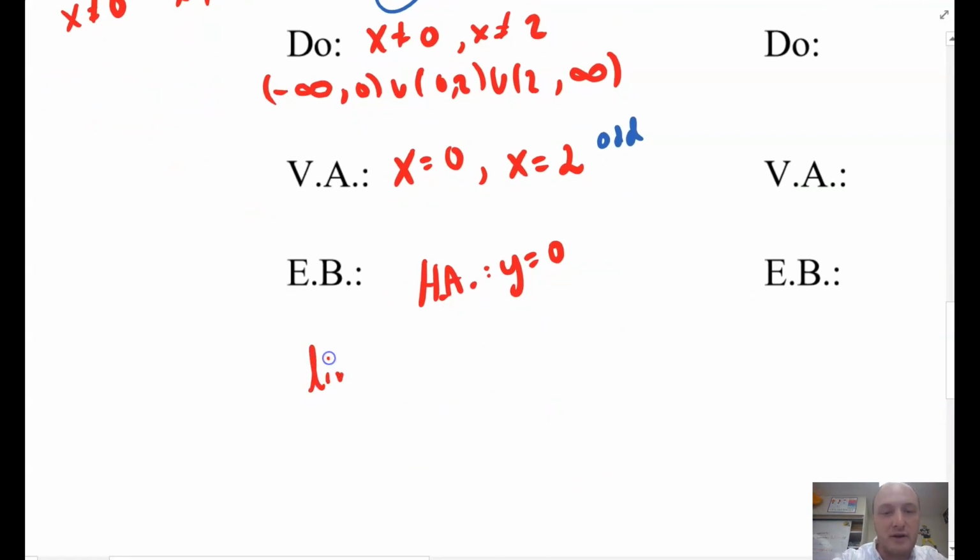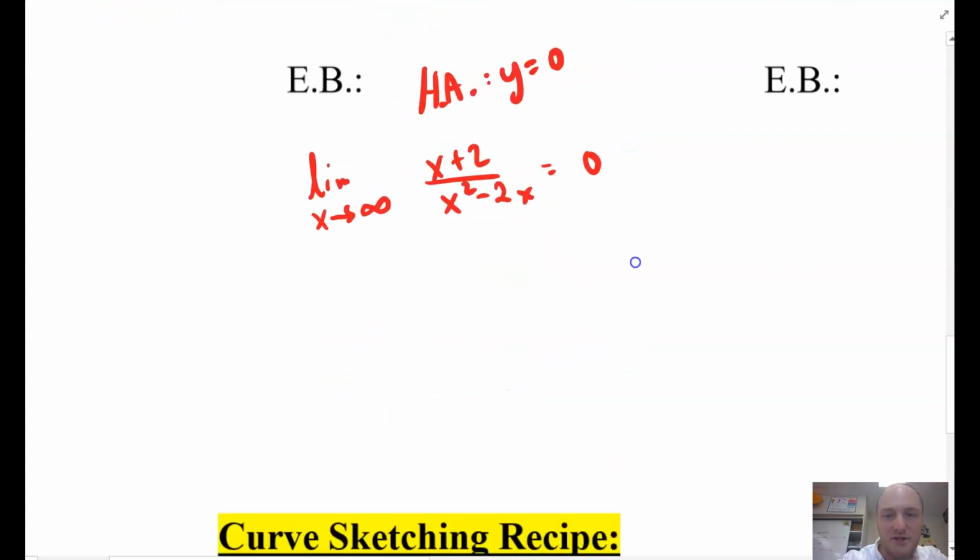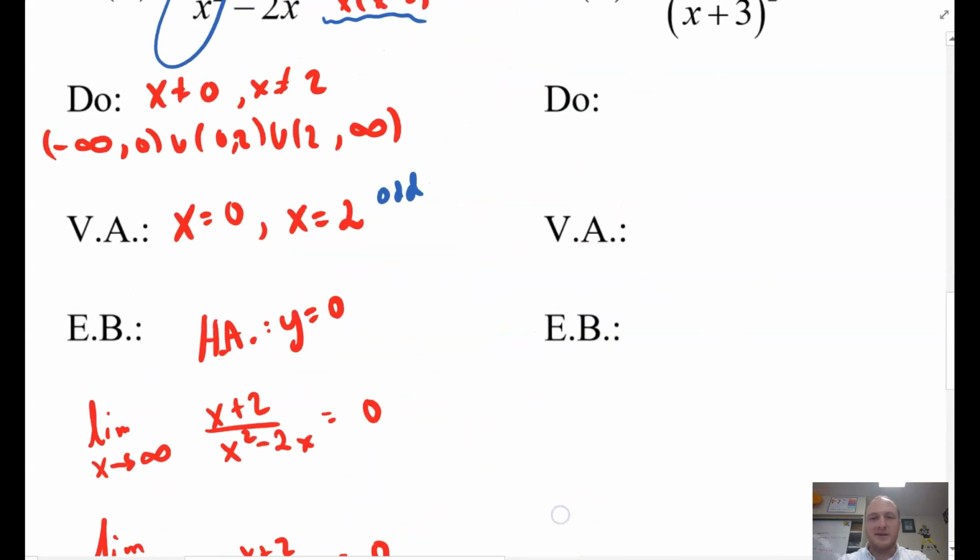So essentially what we have here is the limit as x goes to positive infinity of our function, (x + 2) over (x squared minus 2x), is going to be equal to 0. Now, also the same for the negative infinity direction. As I approach negative infinity, my function is going towards 0 as well. Okay? All right, example 2.